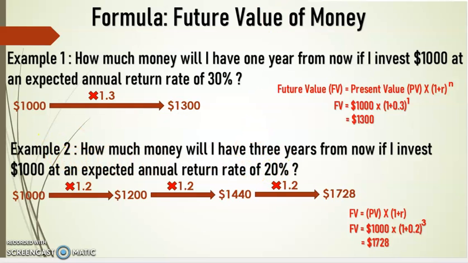Example 2: you are going to do this for 3 years from now, investing 1,000 at an annual rate of 20%. Your future value is equal to the present value into 1 plus r to the power n. Then you get 1,000 into 1 plus 0.2, so 20 divided by 100 is 0.2, to the power 3. 3 is 3 years, and then you get 1,728.